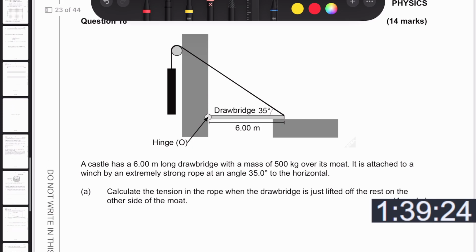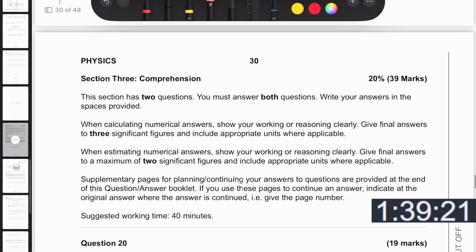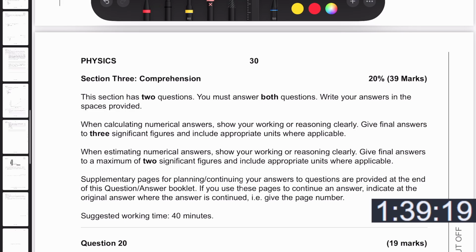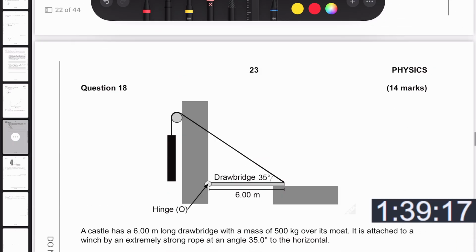How many pages are there until section 3? So I'm on page 30. I'm on page 23 right now.